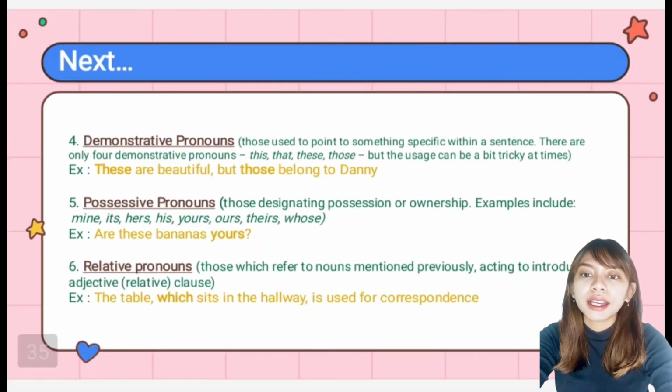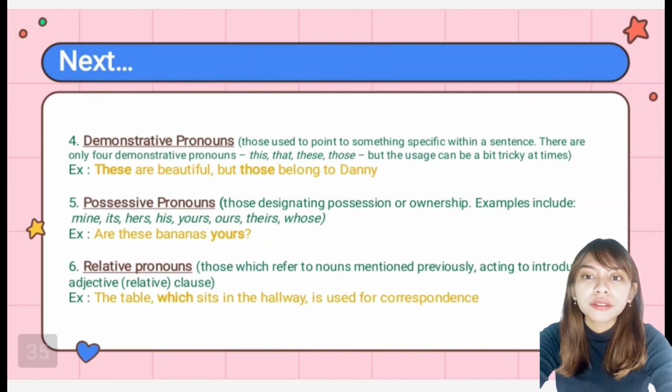And next, the demonstrative pronouns. Demonstrative pronouns have 4 words that are usually used. It is this, that, these, those. So it's actually easy. It just has 4 words. The example is: these are beautiful, but those belong to Danny. So here the demonstrative pronouns are these and those. We have 2.